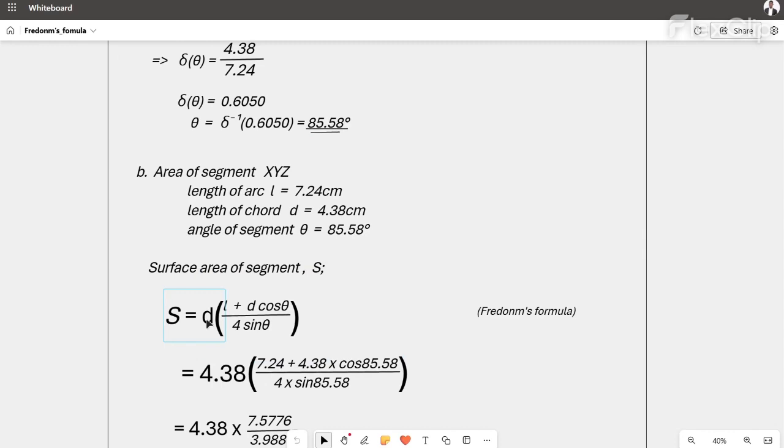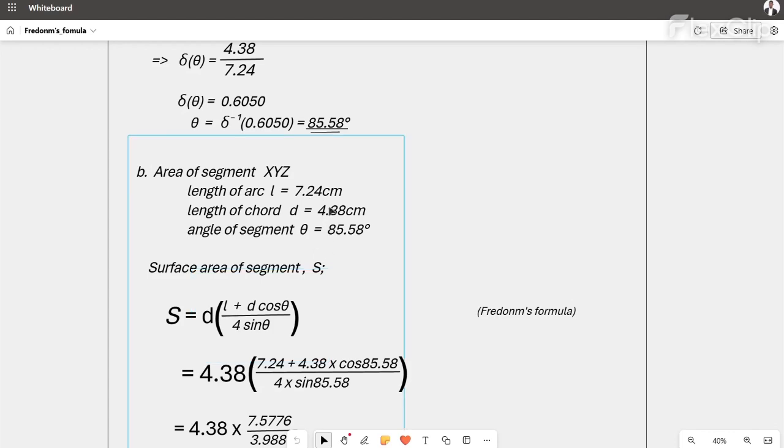S is equal to D times open bracket L plus D cos theta all over 4 sine theta close bracket. This formula is called Fredom's formula. It is a very unique and powerful formula for calculating the area of a segment of a circle, both the major segment and the minor segment of a circle.